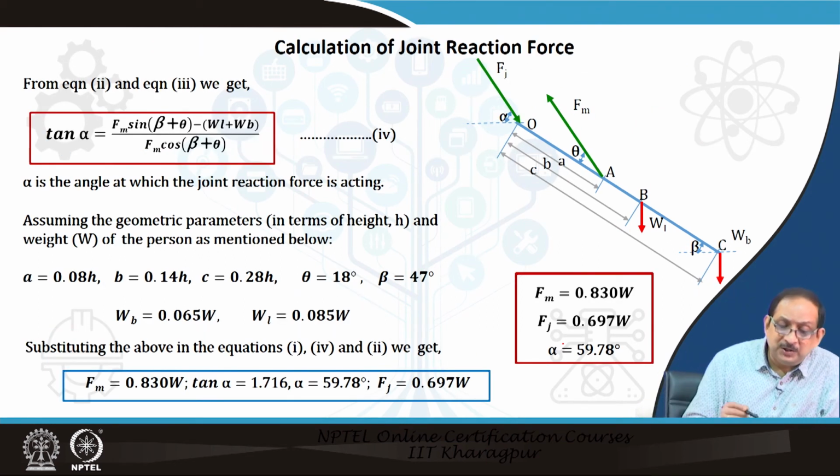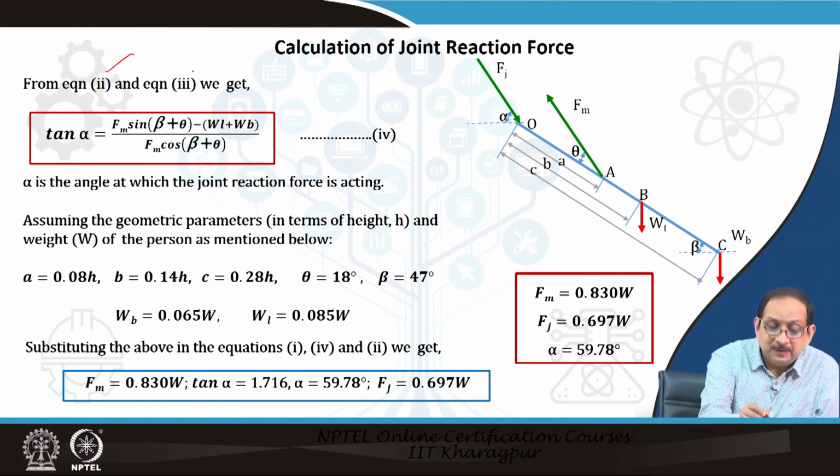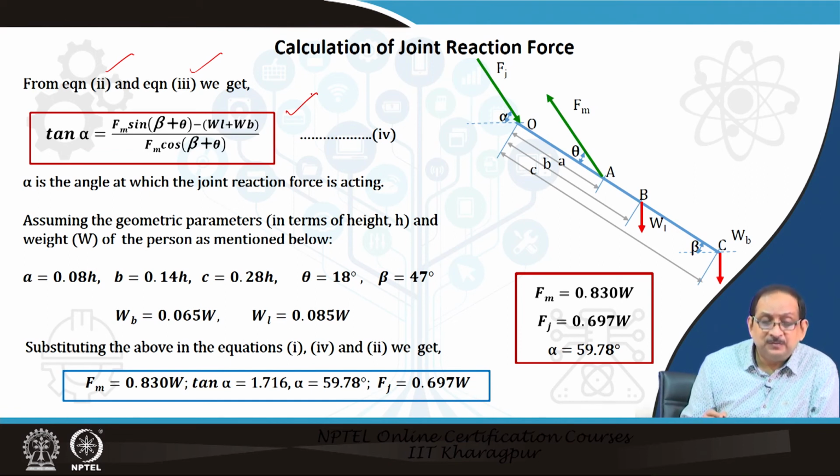Now, from equations 2 and 3 that we had developed earlier, combining the two equations, we can find the expression for tan alpha, which is the angle at which the joint reaction force is acting. The angle alpha is the angle at which the joint reaction force is acting, indicated in this figure.